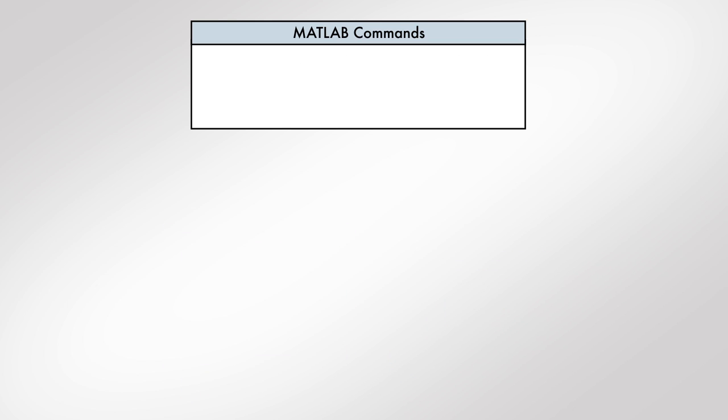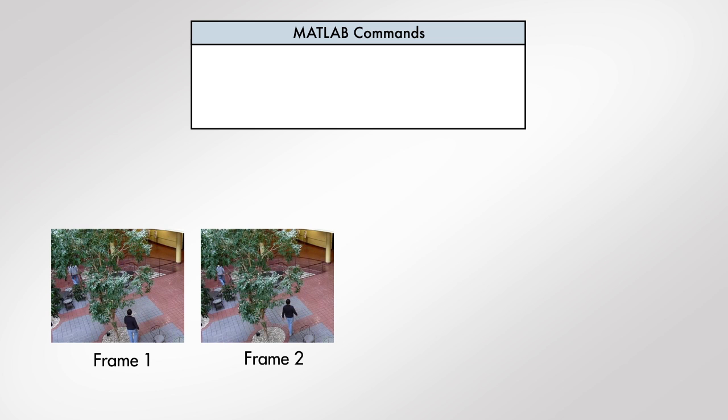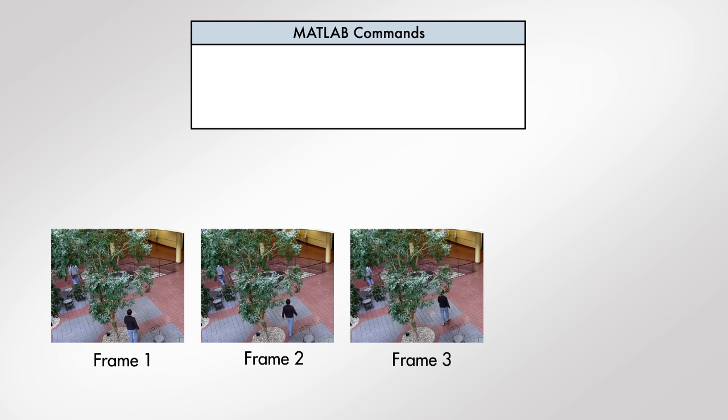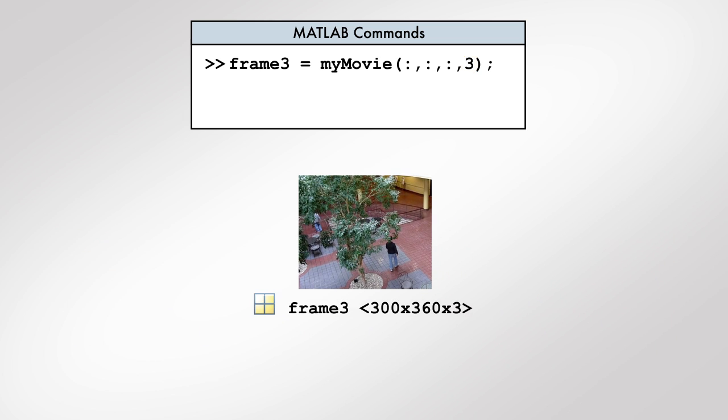We are not limited to 3D arrays. Movies are 4D arrays, where the 4th dimension represents a color image at a different point in time. We refer to each image in the movie as a frame. To extract an individual frame from a movie, we need all the rows, all the columns, all the color planes, and the index of the specific frame we want. The result is a 3D array representing a color image.